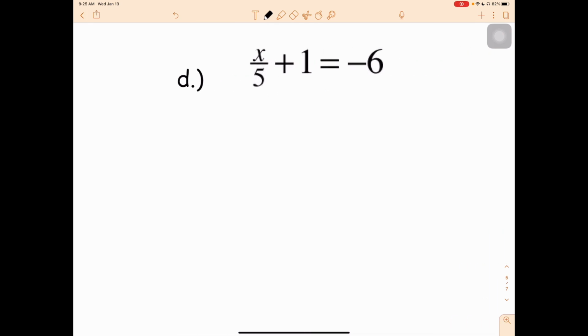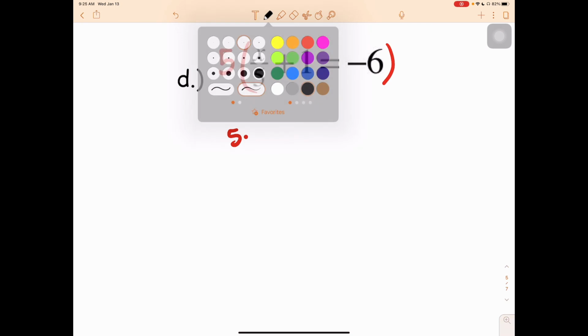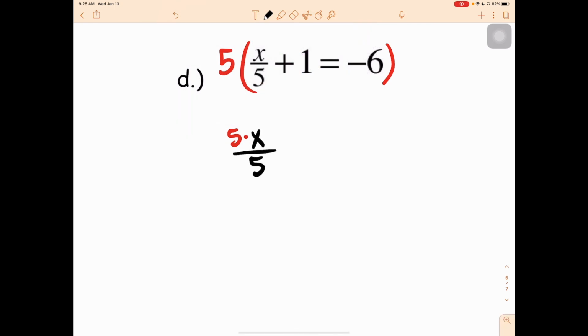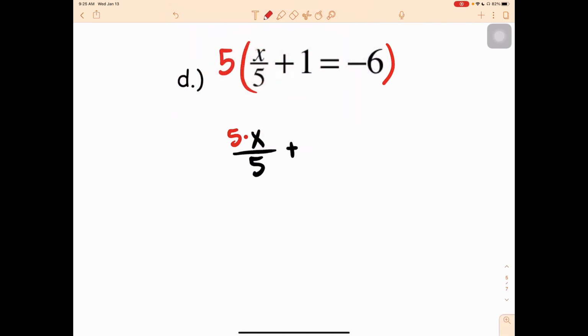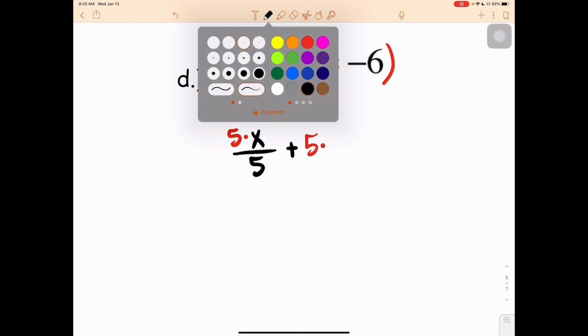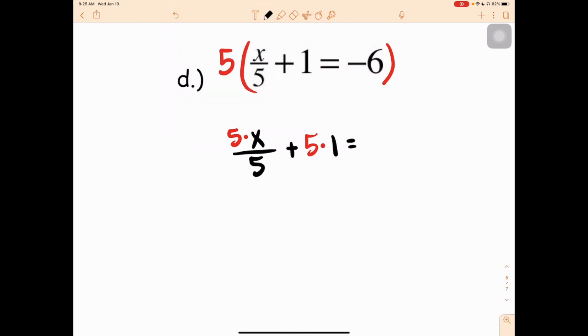All right, so again, this one, I see that I have a 5 in the denominator, and I don't like working with fractions like that. So in order to solve this one, what I'm going to do is multiply the entire equation by 5. So this is going to be 5 times x over 5, and then it'll be plus 5 times 1 equals 5 times -6. And just so you guys don't think it's 5 minus 6, I'll put it in parentheses. Like that, see? You can put all of them in parentheses.